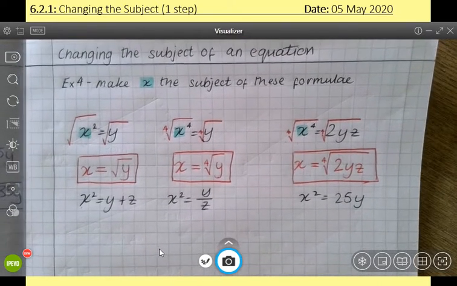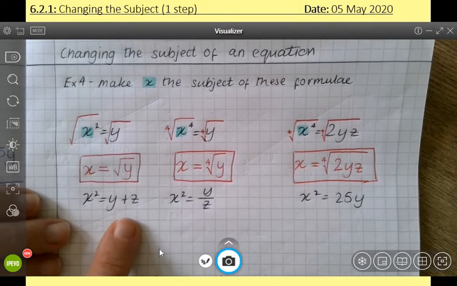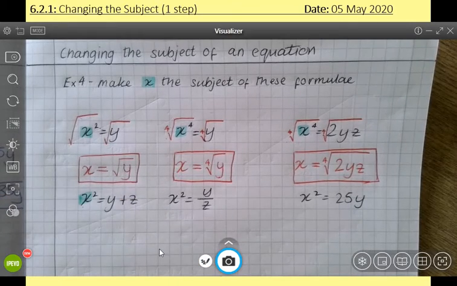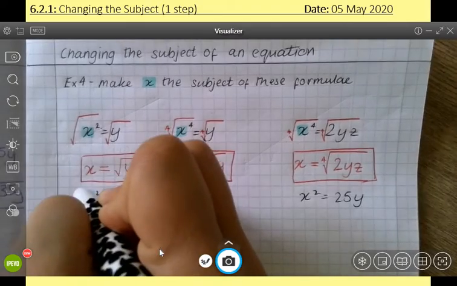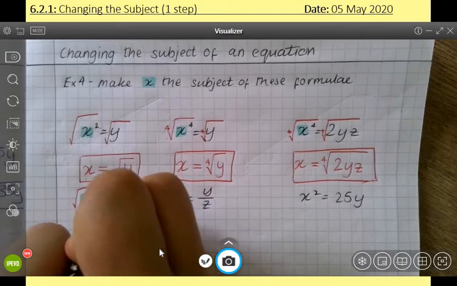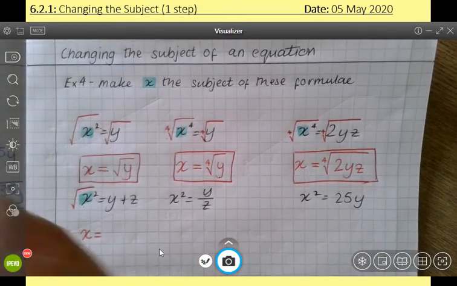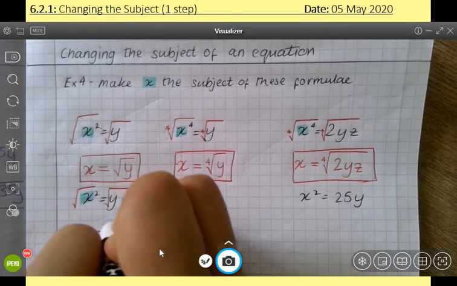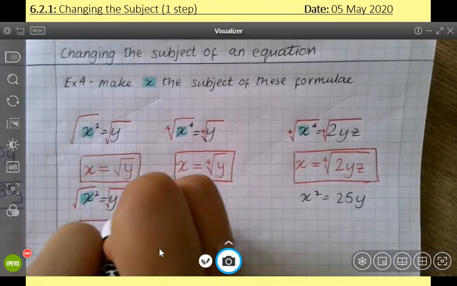The next 3. Over here we have x squared equals y plus z. Now we just want x to be the subject, and we can see that x is being squared, so we have to do the square root, because the square and the square root cancel each other out and give us just x. And whatever we do to one side we have to do to the other, so we're going to square root the other side as well, and then we have the square root of y plus z as our answer.